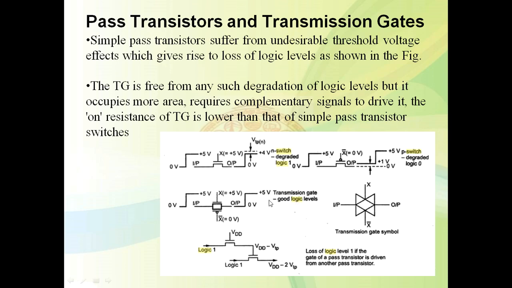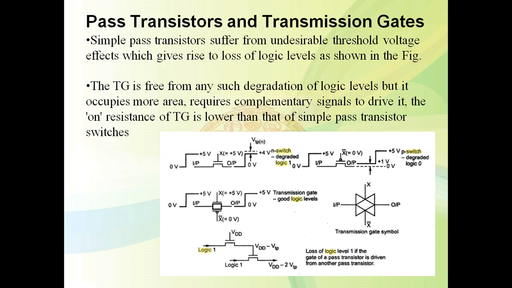When input is equal to 0, you will get output 0. When input is equal to 5 volt, you will get output 5 volt. The transmission gate does not degrade the logic level; it will have a good logic level. So this is the symbol of a transmission gate. The transmission gate will not degrade the logic level, but it requires more area as it uses two transistors.